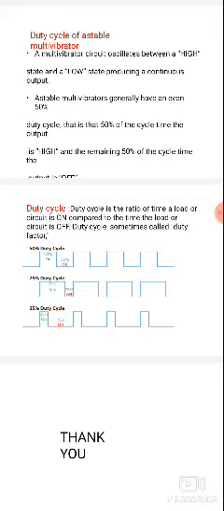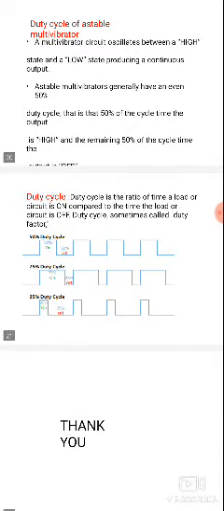Astable multivibrators generally have a duty cycle of 50%. At the high state, 50% of the cycle time the output is on, and the other 50% it is off. So in an astable multivibrator, 50% is in the on state and 50% is in the off state.